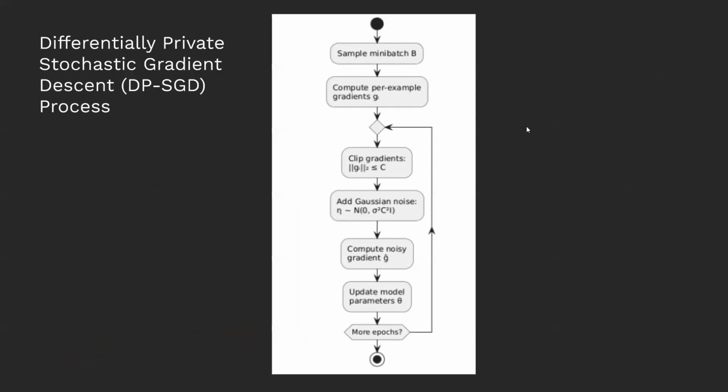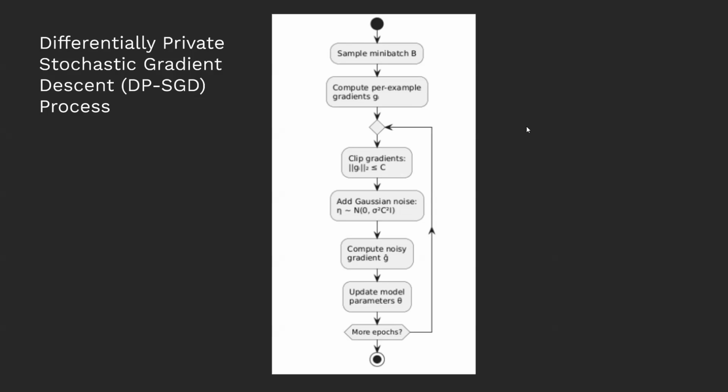DP-SGD was introduced by Abadi in 2016 in his paper, modifying the standard stochastic gradient descent algorithm to provide differential privacy guarantees during training. Let's walk through the main steps of the algorithm. The first one is computing the gradients. For each example in a mini-batch, we compute its gradient just like in standard SGD. Next, we clip the gradients. Each individual gradient is clipped so that its L2 norm does not exceed a predefined threshold C. This ensures that no single data point has an outsized influence on the model update. In other words, large gradients are scaled down so that every example contributes within the same bound C.